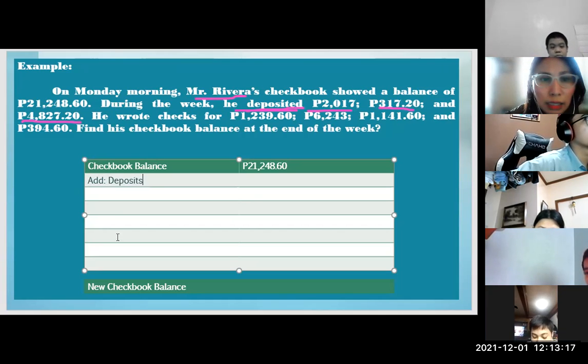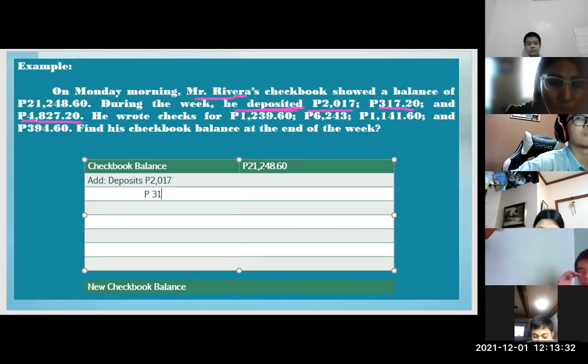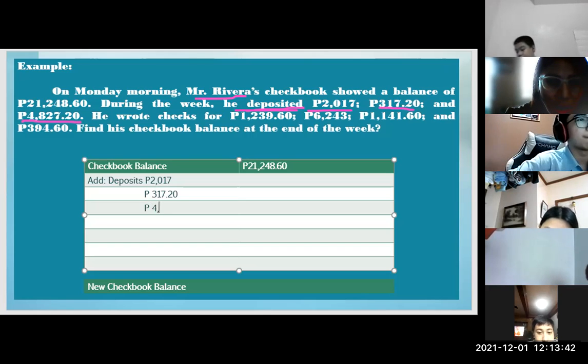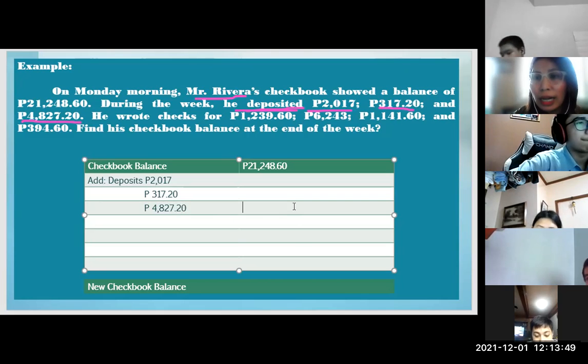Deposits, such as 2,017, and then peso sign, how much is the next? 317.20. And then another one, peso sign, 4,827.20. Together, let's answer how much the total deposits are.